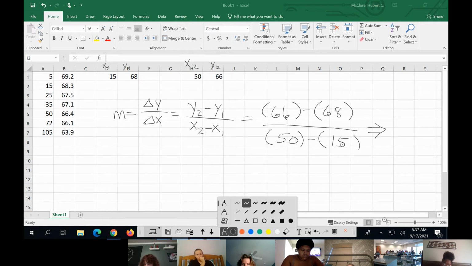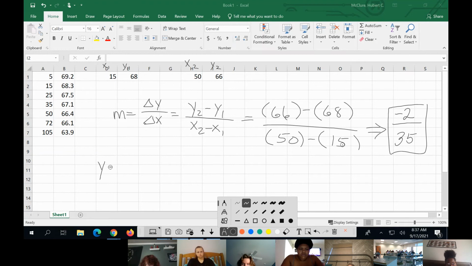66 minus 68 is what? Negative 2. 50 minus 15 is what? 35? And I guarantee you, if you put that in a decimal, it'll be close to the decimal that it found, but it used all these. We just use them 2. Oh, there's your fraction, so half of y'all will probably get the rest of this wrong.